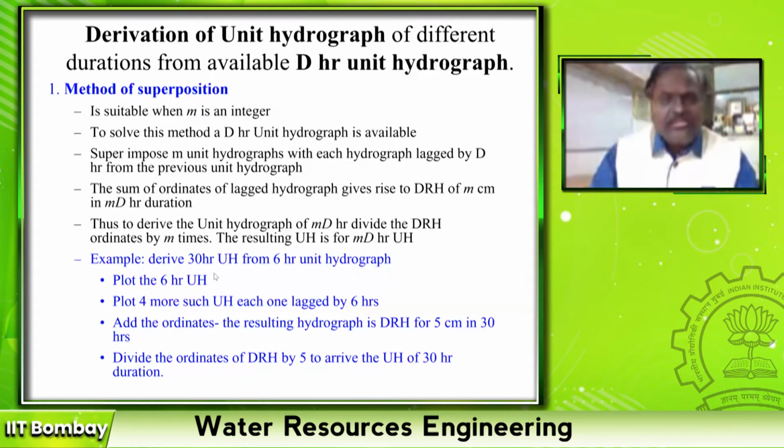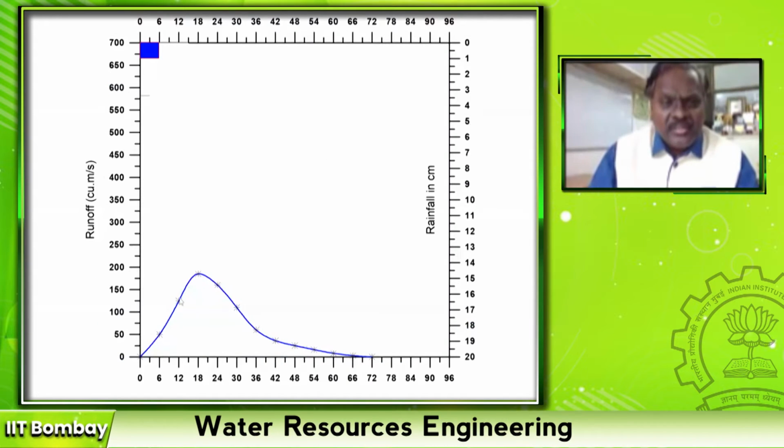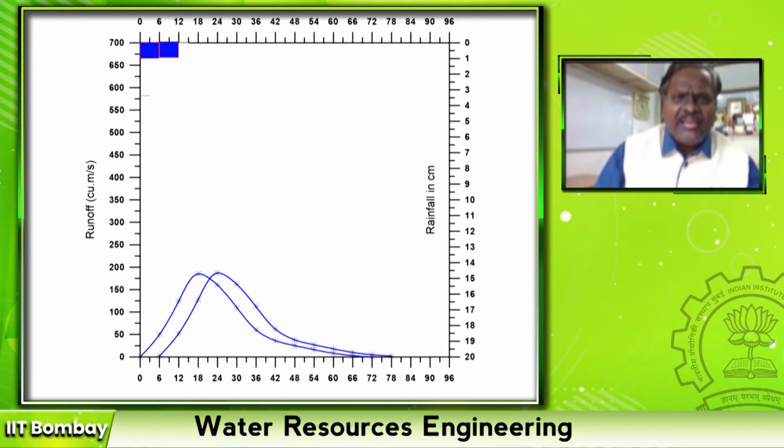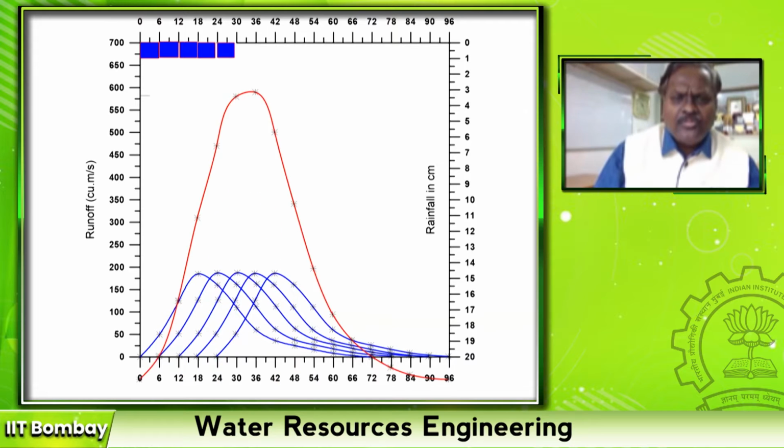to derive a 30-hour unit hydrograph, right? That means this is my 6-hour unit hydrograph. I have a unit hydrograph of 6-hour duration. That means 1 centimeter in 6 hours; this blue color is the hydrograph. Now what I am doing? I am applying the principle of superposition. That means I need a unit hydrograph for 30 hours. Then what happens? I lag my unit hydrograph every 6 hours up to 30 hours.